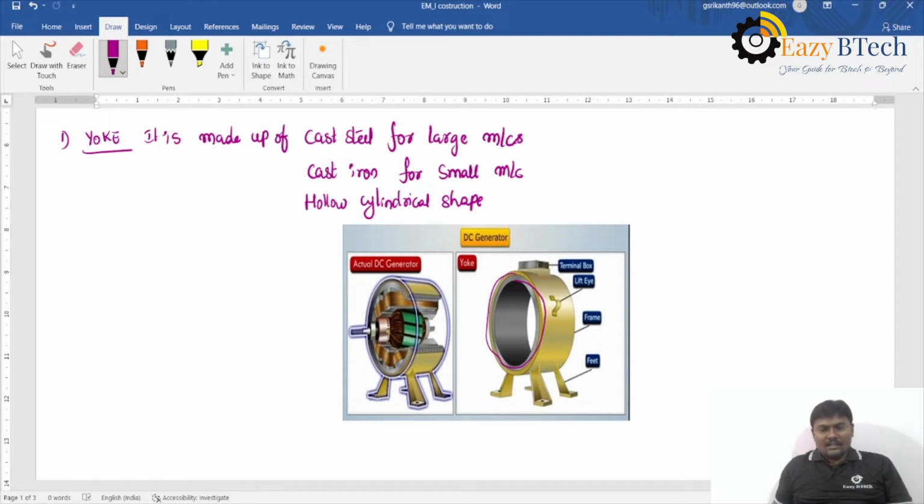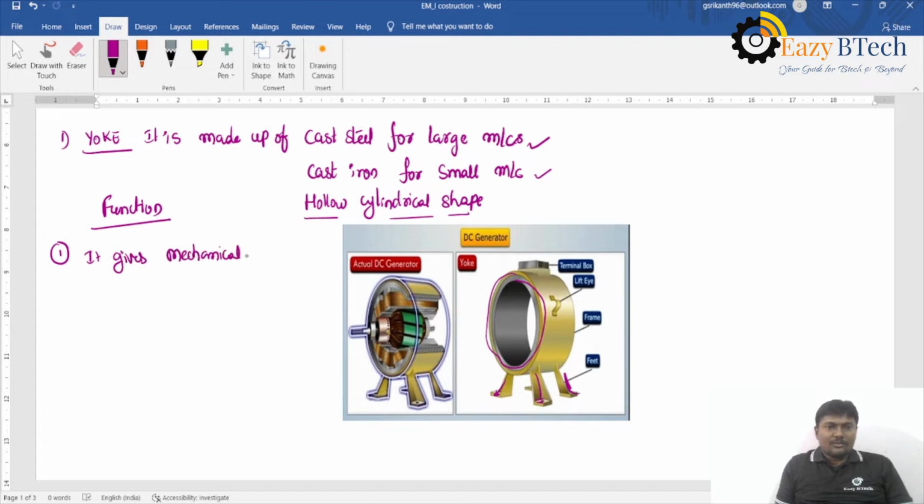This outer part of a DC machine is called the yoke, and it is fitted to the panel with the help of bolts. Yoke is made of cast steel for large machines and cast iron for small machines, in hollow cylindrical shape. What is its function? The first function is that it gives mechanical support for field poles.